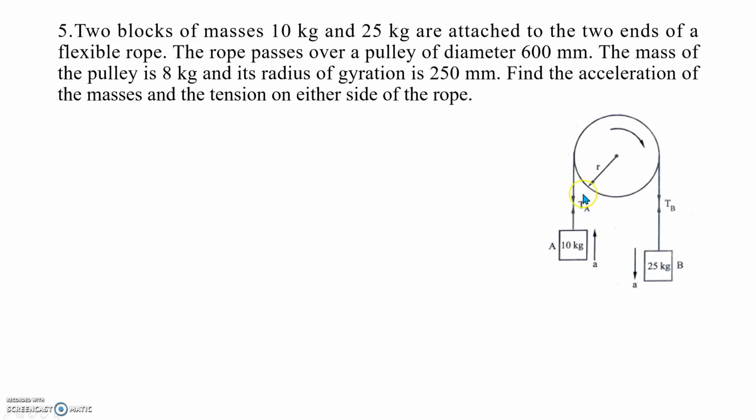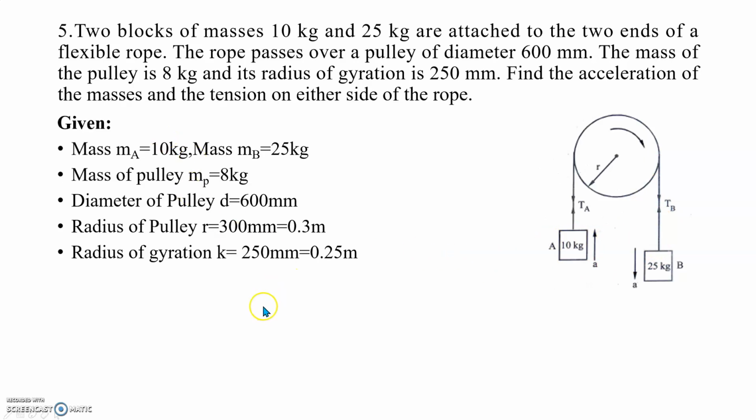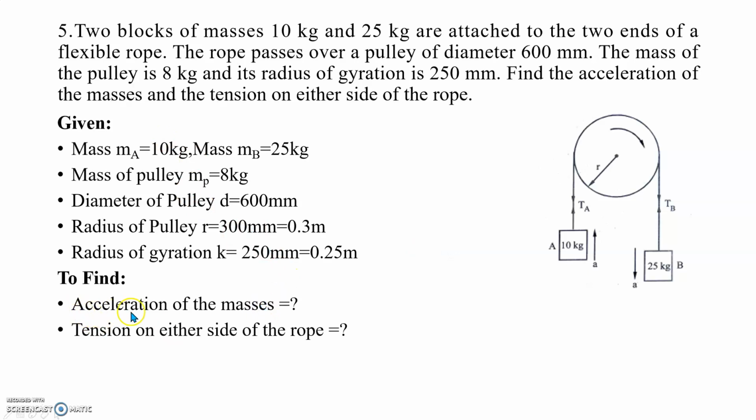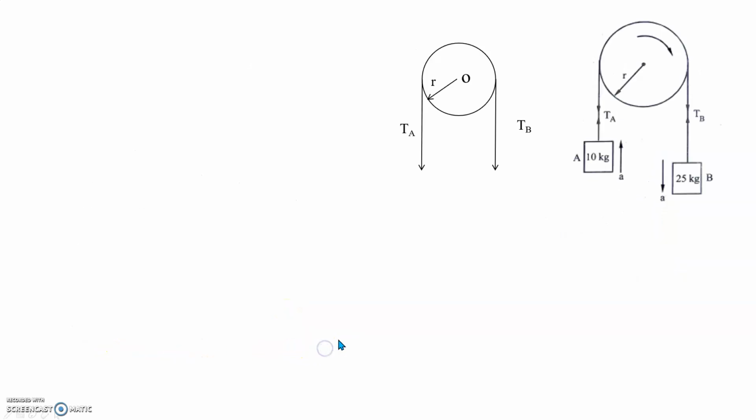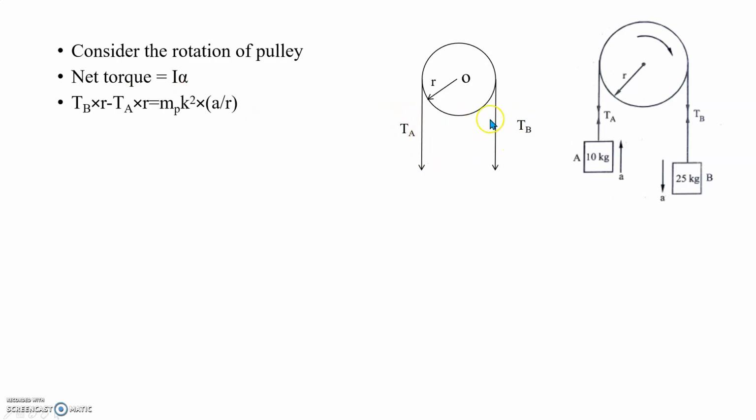We have given a pulley, two ropes are attached and two weights are attached to either side of the pulley. These are the given data. Now what to find out is the acceleration of the masses and tension on either side of the rope. Now let's consider the rotation of the pulley first. This is the pulley. So net torque is equal to I into alpha. Here TA and TB are the tensions acting in the rope on either side of the pulley. We can substitute for net torque as TB into R minus TA into R.